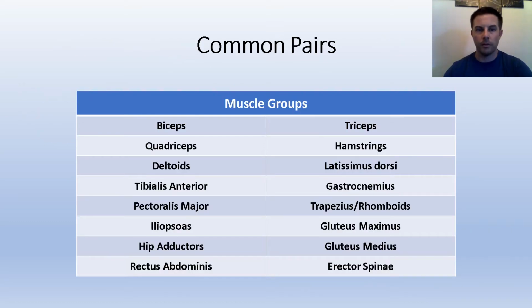Some common pairings around the body are the triceps and biceps, as I mentioned on the previous slide, the quadriceps and hamstrings, the deltoids and latissimus dorsi, the tibialis anterior and the gastrocnemius, the pectoralis major and the trapezius and rhomboids, iliopsoas and the gluteus maximus, hip adductors and the gluteus medius, and rectus abdominis and the erector spinae. Depending on the muscle action, it will depend on which agonist and antagonist are for the pair. And this is just a few of the bigger muscle groups; there are more than these in the body.